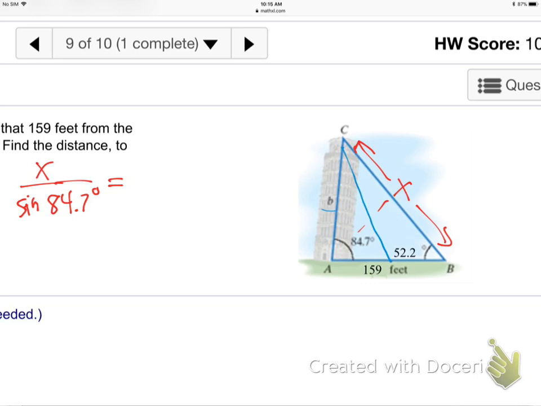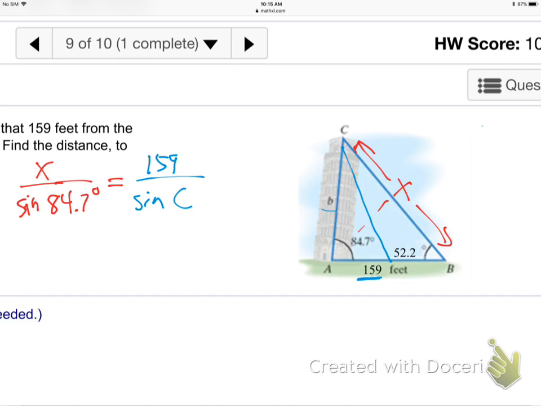Yeah. 159 and the sine of c, but I don't have c either. That's 2 unknowns. But I can get c by the 180 subtraction, right? So that's the pair I want to use. You guys tracking with me? So you got to find c first.